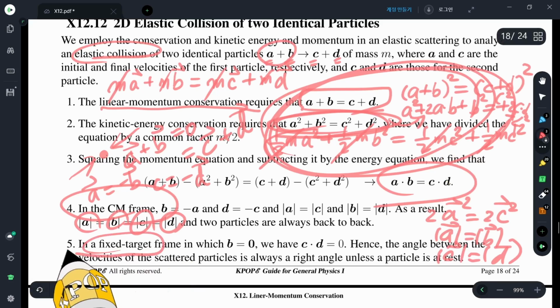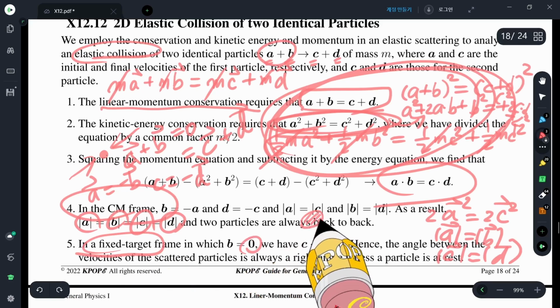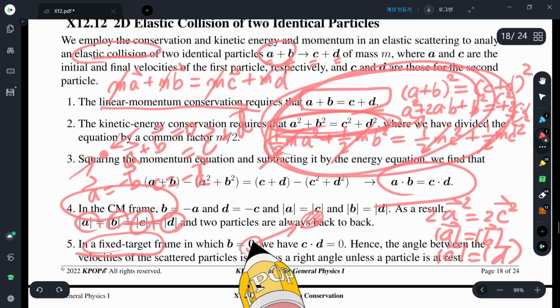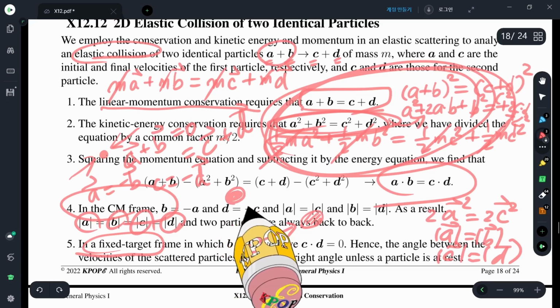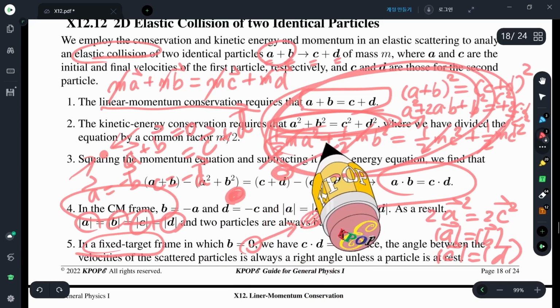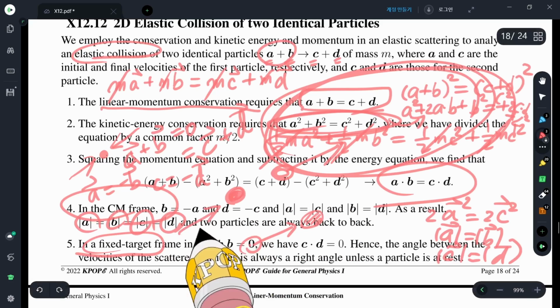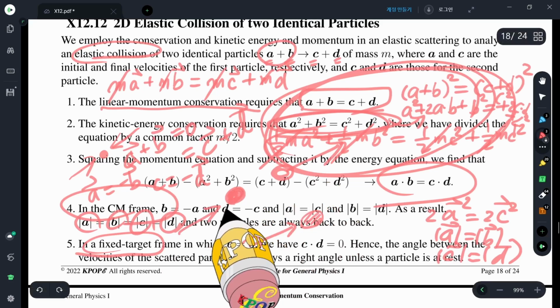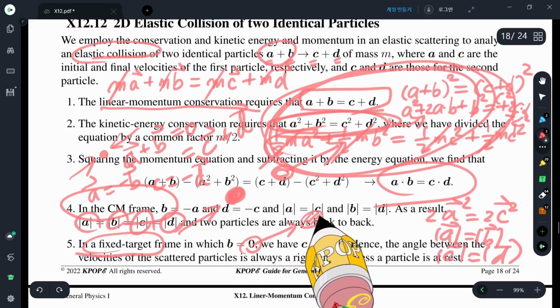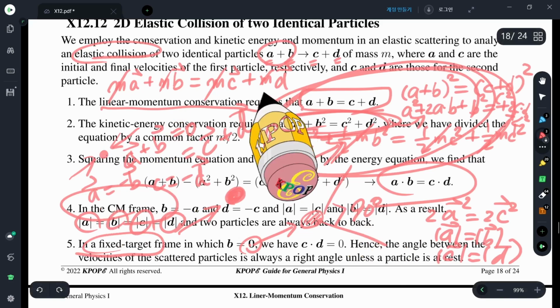Fixed target frame is when we play billiards, a stationary particle is hit by another identical particle. If they make a head-on collision, then one particle stops and the other goes away with the same velocity as we hit the target. If they make some scattering angle, they make a 90 degree right angle. But why? Let's see.